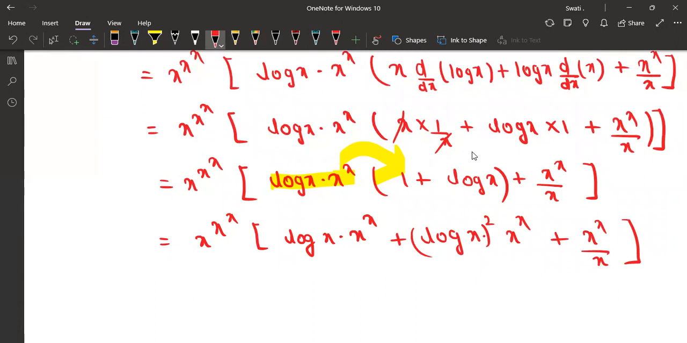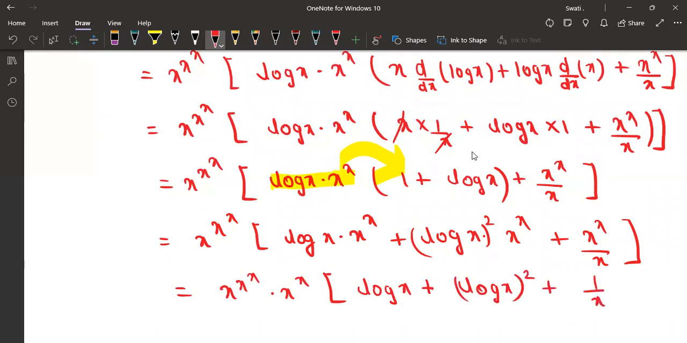Now here what I'll do, I will take this x raised to x common. So if I take this x raised to x common, what I'll be left with is log x here, right? And then here log x square. And then here plus 1 by x, right? I have taken this x raised to x outside. This x raised to x, this x raised to x, and this x raised to x has basically come over here. That is it.